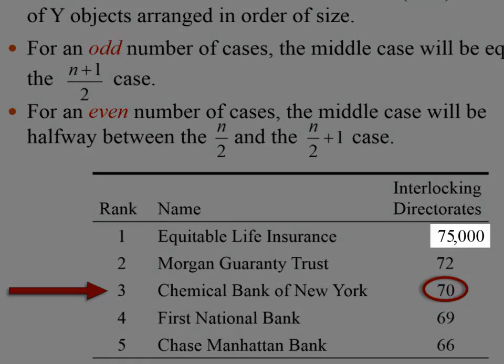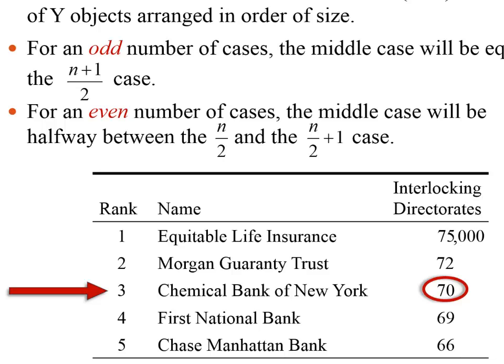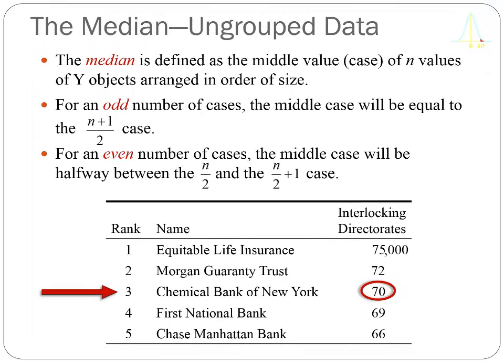What if Equitable Life Insurance didn't have 75 interlocking directorates but had 75,000? You can see that if we calculated an arithmetic average, Equitable Life Insurance would pull the average towards that big number. But in this case, we're calculating the median, which is based on relative ordering, and the median is not changed at all. Even if my numbers were 75,000, 72, 70, 69, and 66, my median would still be 70.